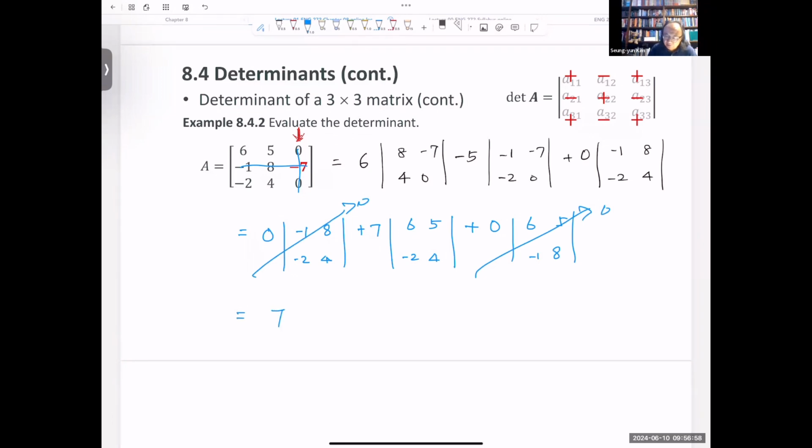So we have a 7 times AD minus BC. Using this technique is really beneficial when we have 2 zeros. If you see a column or row with 2 zeros, just pick the non-zero number and do only one operation, and it'll give us a 2 by 2. But if you have 9 different numbers, then you have to do all 3 times.